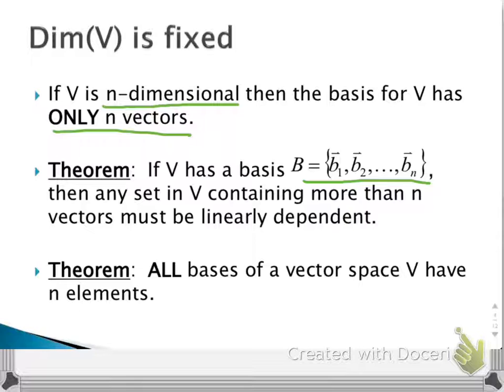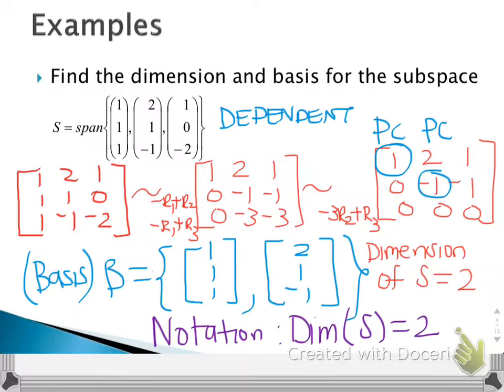Okay, so all bases of a vector space V have n elements, right? Because we know a basis isn't unique. We have the standard basis, but we also have other bases that we could use for the same space, okay? All right, so you may want to stop this and write it down and then follow along.